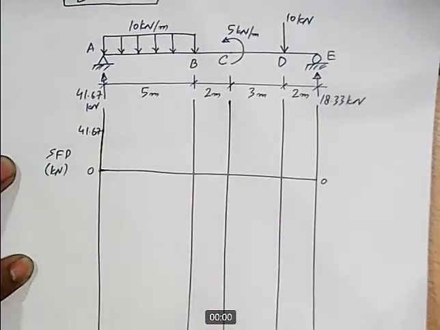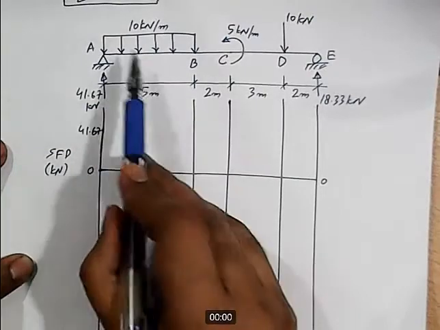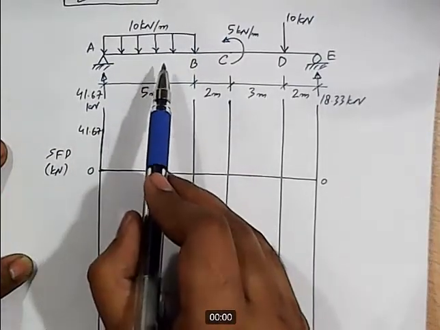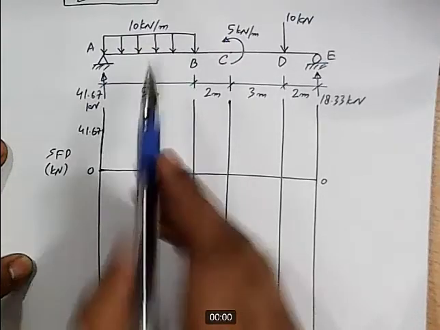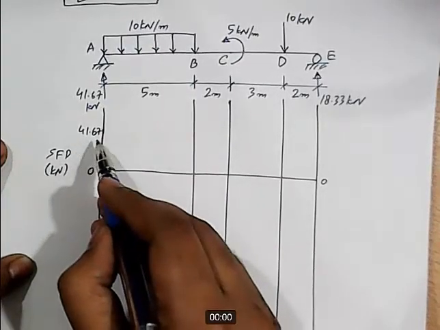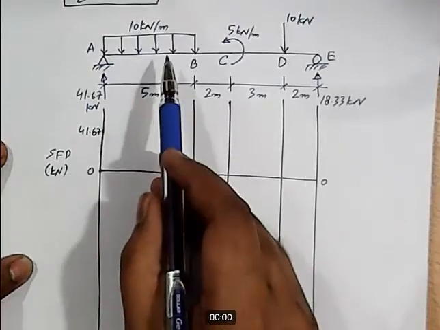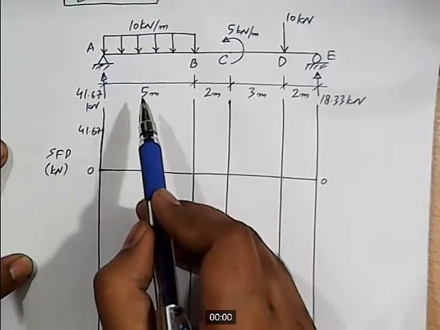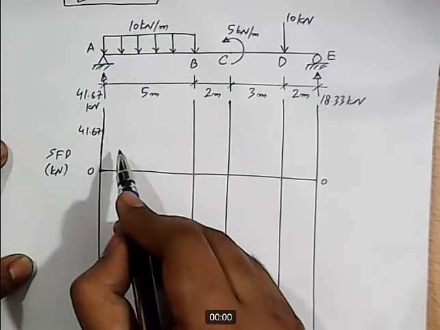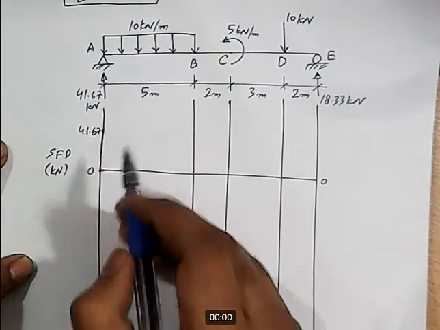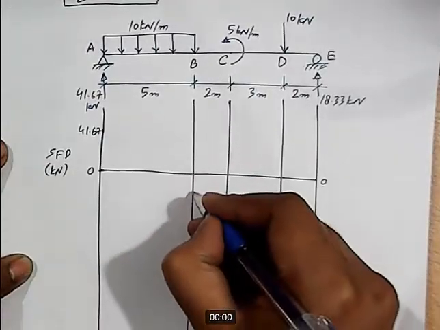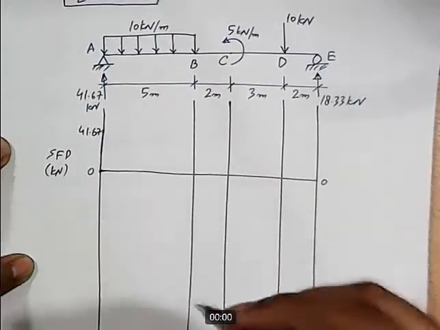41.67. Okay, and then we have this UDL, and UDL is acting in the downward direction, so its area will be taken as negative. So plus 41.67 minus the area of UDL, which is equal to 10 into 5 equal to 50. So 41.67 minus 50, and this brings us to 8.33 kilonewton. Be somewhere over here.